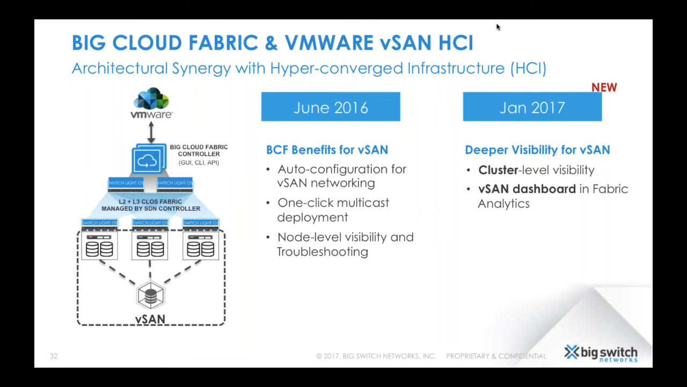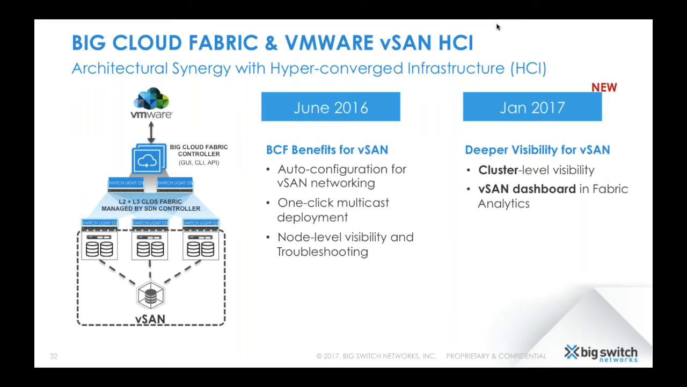In terms of hyper-converged, we have been supporting vSAN, and there are tremendous benefits that Big Cloud Fabric brings for vSAN. Specifically, vSAN nodes, when they're added to the network, are automatically configured on the leaf-spine fabric. vSAN requires multicast to be enabled. It is simply a one-click way to deploy multicasting across the entire fabric, because of the logical chassis nature of the product.